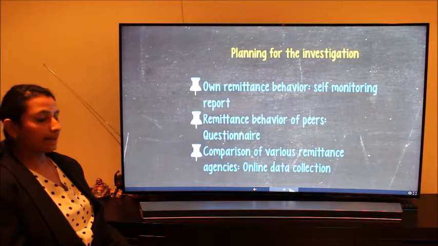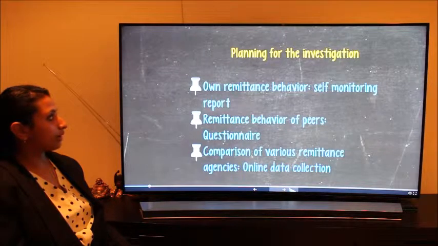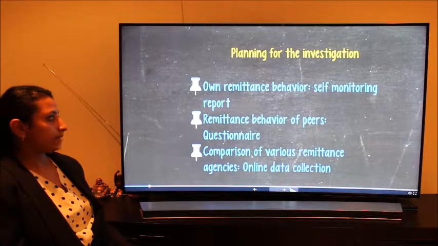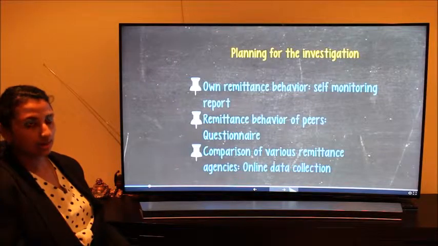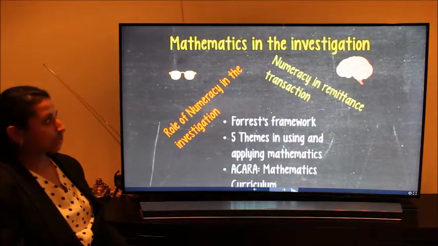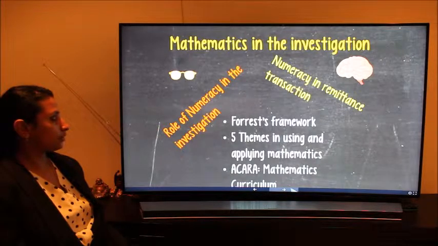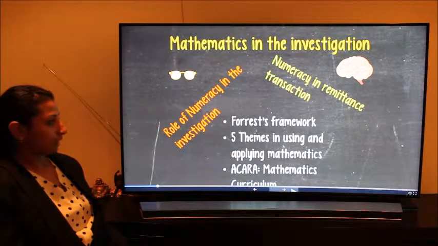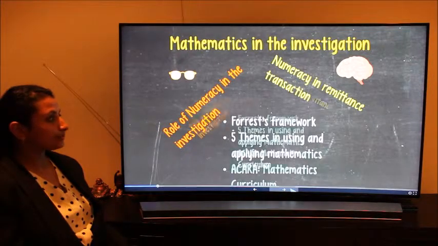So for the planning of the investigation, I decided to use three main modes of data collection, which involve my own remittance behavior by developing a self-monitor report. Secondly, the remittance behavior of my friends using a questionnaire, and then a comparison of various remittance agencies from online websites, online data collection. This investigation will also analyze the mathematics involved. The first is the role of numeracy in the investigation itself and in the remittance process using the Forest framework, the 5 themes of using and analyzing mathematics, and then CARA, the mathematics curriculum.